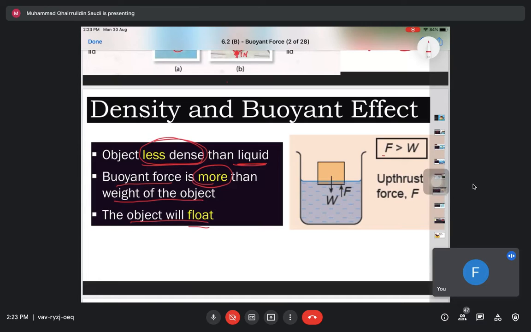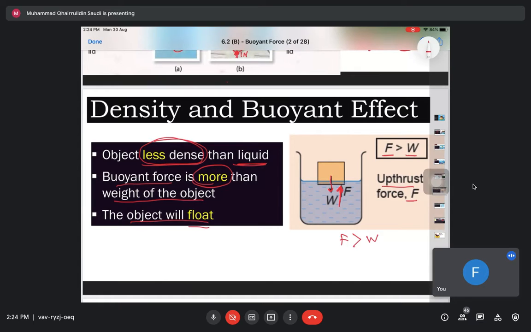Okay, so this is how we write the force. F is the upthrust force while W is the weight. You see here that the weight is pulling downwards while the buoyant force is acting upwards. This one needs to be corrected a little bit because the buoyant force is greater, so the arrow must be longer. So the force acting upwards, iaitu buoyant force, is bigger than the weight. That's why the object will float, and that is because the object is less dense than the liquid.